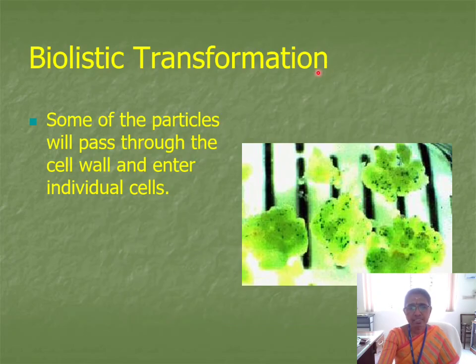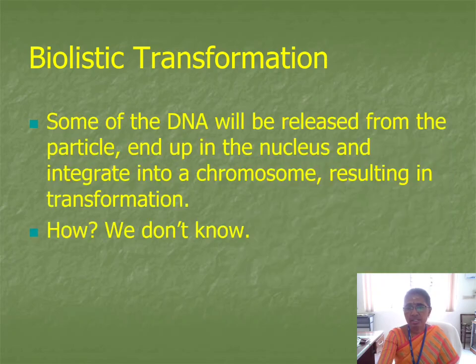After ballistic transformation, some of the particles will pass through the cell wall and enter into the individual cells. Some of the DNA will be released from the particle and end up in the nucleus and integrated in the chromosome, resulting in transformation. Till now, we don't know how it will integrate into the chromosome.